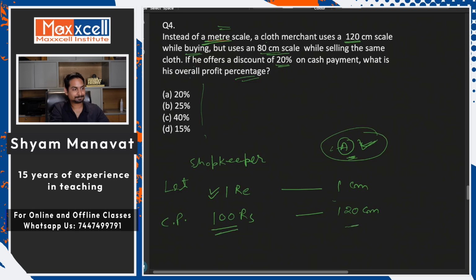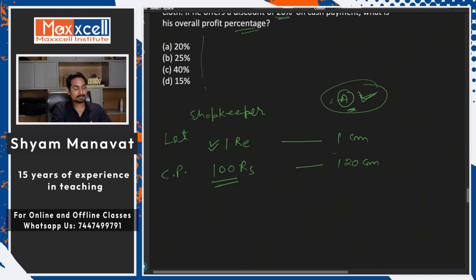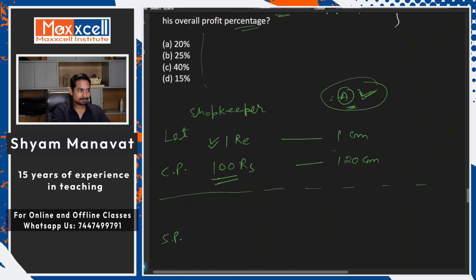Are you clear with this? Okay, we are not done yet. Now, while selling, he says to the customers, "Baba, I am going to give you whatever I got. I am going to give you 20% discount." And here you can see there is no mention of markup. There is no mention of increasing the price. So he will keep the price shown to the customer as 100 rupees only.